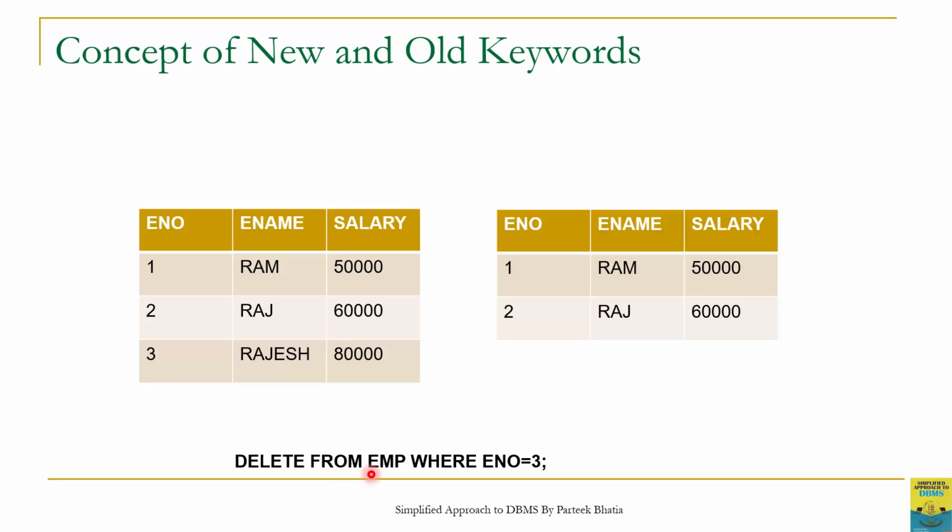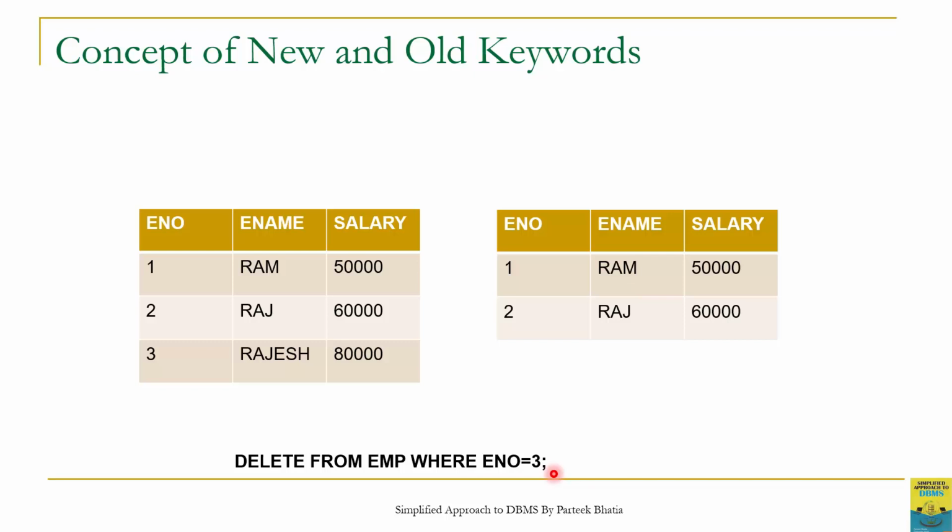Now again, give a thought over this question: if I write a trigger over this delete statement, then what values can I access by using keyword "old dot column name", and what values can I access by using keyword "new dot column name". In this case, the statement is delete from employee where E number is equal to 3. You can pause the video at this point and try to find out the answer.